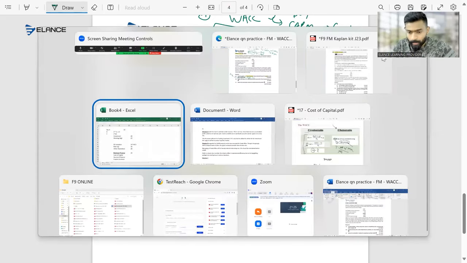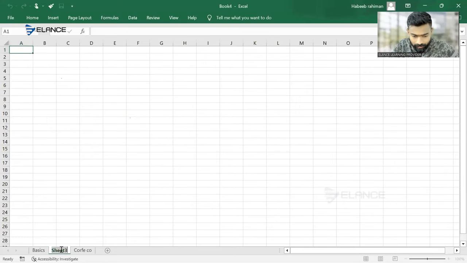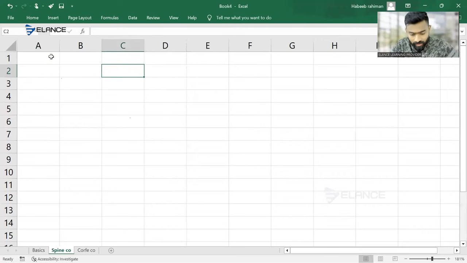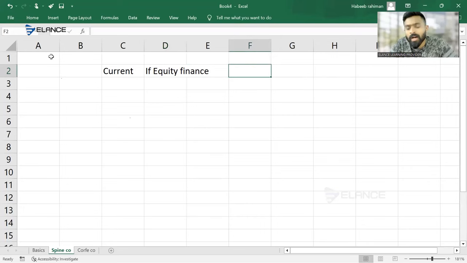We have to do everything for the best interest of our shareholder. So take a new sheet and name it Spine company. There are three situations: the current situation, if we finance with equity, and if debt finance is raised. If we use equity finance to support the investment, that is another situation.